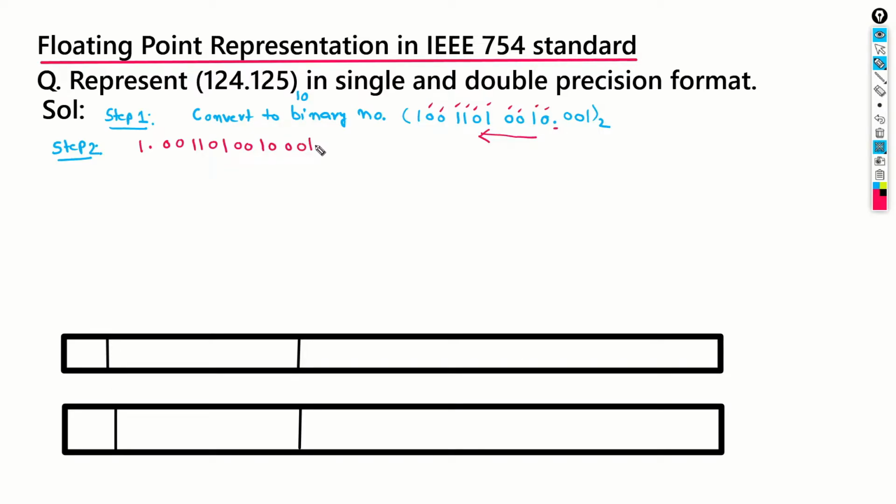So after the shifting, my decimal point will come here and the number will become 1.001100100001. So we see that the decimal point is here, and before that we have only one digit, which is 1. Now I have shifted the decimal point towards left. It means that I will multiply it by 2 raised to the power plus 10. So this step is actually known as the normalization of the number.